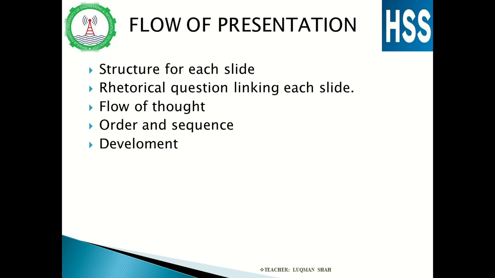The structure of each slide should be symmetrical and systematic. It should be identical, a consistent theme. Always add beauty to the presentation. Then use rhetorical questions to link each slide; the transition from one slide to another, or from one point to another, should be through these rhetorical questions. And then the flow of thought must be very systematic. There should not be any hindrance or jumping from one thought to another.